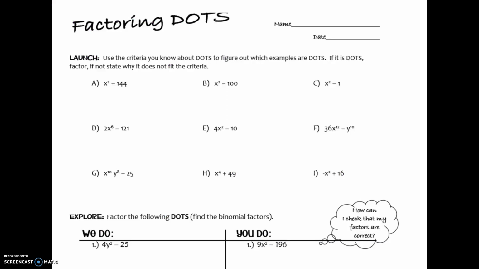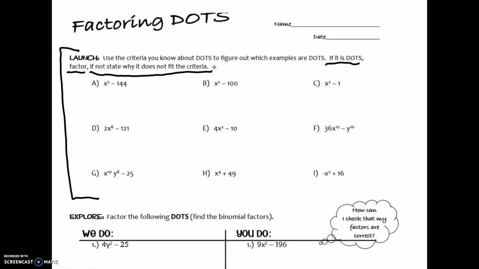So now that you remember what DOTS are, what I would like you to do is complete questions A through I. Looking at each of these expressions, some of them are DOTS and some of them are not. What I need you to do is, if your polynomial is a DOTS situation, factor it. So create those two factors that would have given you that polynomial. If it's not DOTS, state why it's not DOTS.